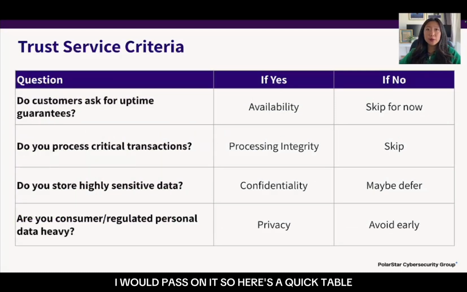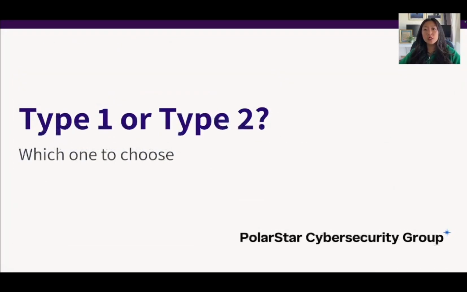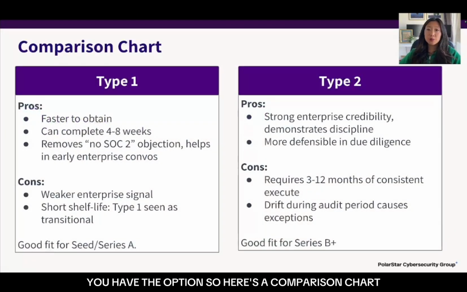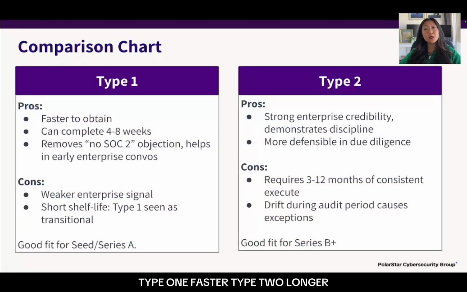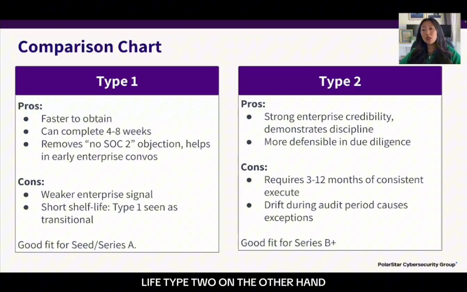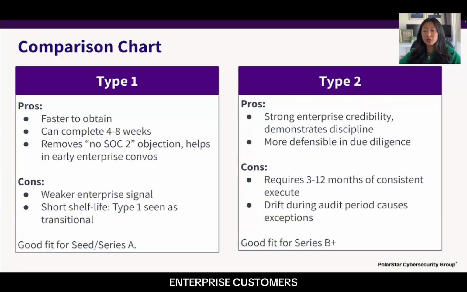So here's a quick table if you need to show somebody, hey, here's how we choose what we need to choose. Now, type 1 or type 2, you have the option. So here's a comparison chart. Type 1, faster. Type 2, longer. However, type 1 is a weaker enterprise signal and it has a very short shelf life. Type 2, on the other hand, though it requires longer to do, has a much stronger enterprise signal and it lasts a whole lot longer. It means a whole lot more. And enterprise customers are really expecting type 2.